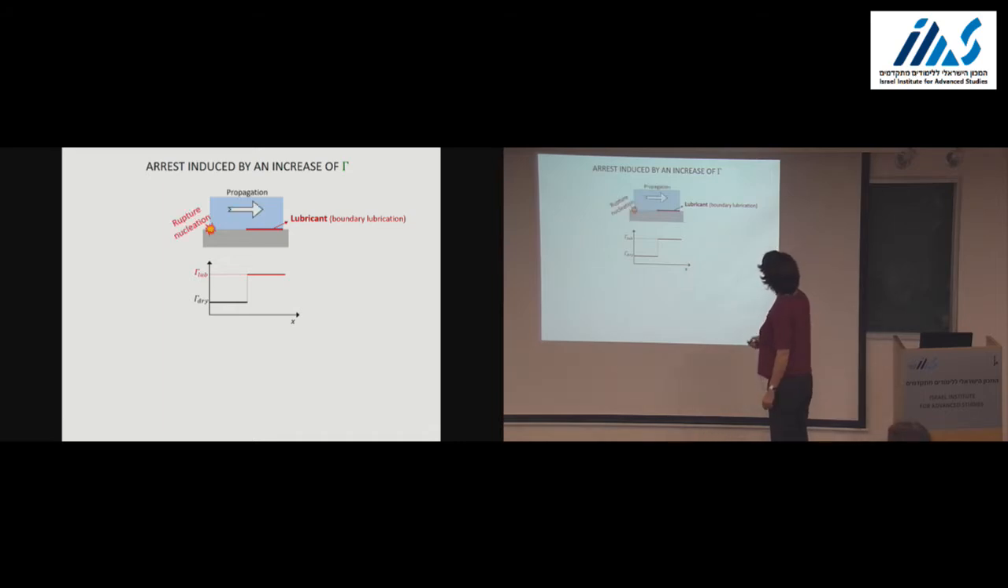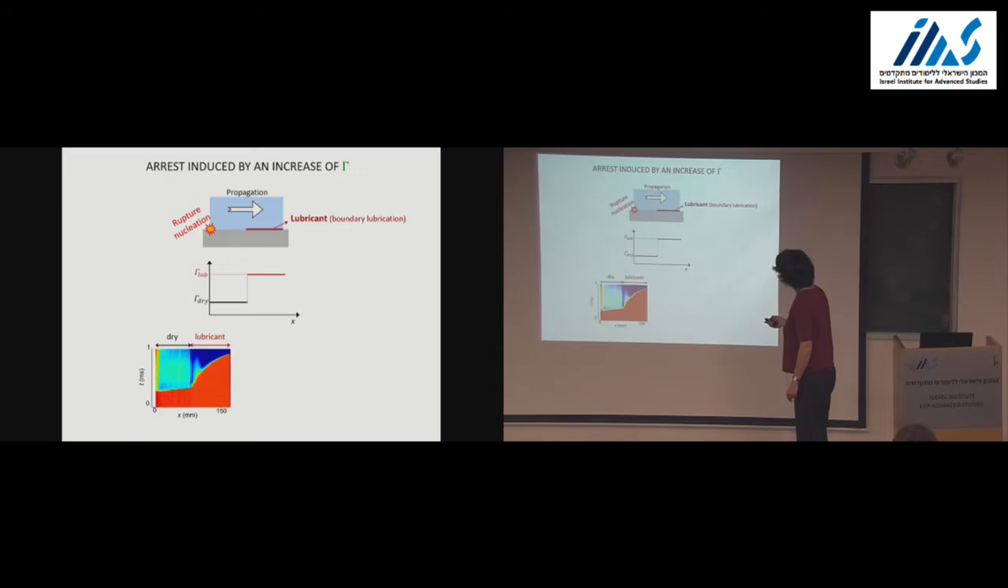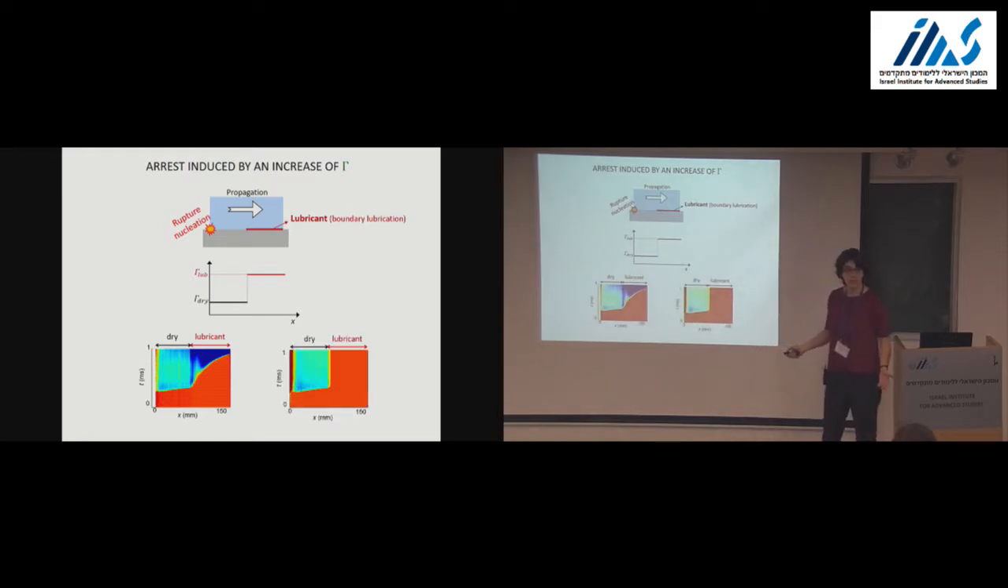Now, when a rupture nucleates in the dry part, it will propagate, and as it encounters the lubricated patch, it encounters a jump in fracture energy. What we observe is that either the rupture propagates in the dry part and then in the lubricated part, or it is arrested. And we can even be quantitative about that. Let's apply our criterion.